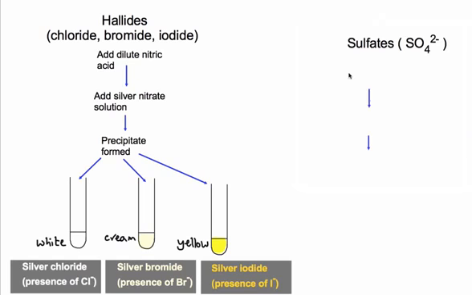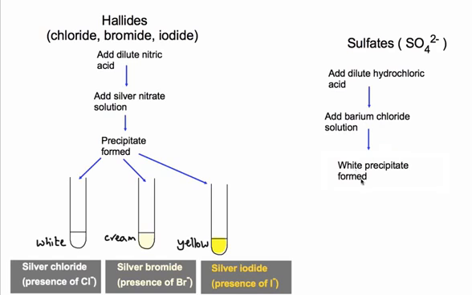The final test here that we're looking at is sulfates, and for sulfates we add dilute hydrochloric acid first, then second step is to add what we call barium chloride solution, and all we do is we look out for a white precipitate that is formed, and if we get a white precipitate, then we know we have the presence of sulfate ions. Now the key thing to remember here is, again, this has to be hydrochloric acid. Remember not to put sulfuric acid in there, because if we did, we'd be adding sulfates to our unknown solution, and that would actually defeat the object of the test.